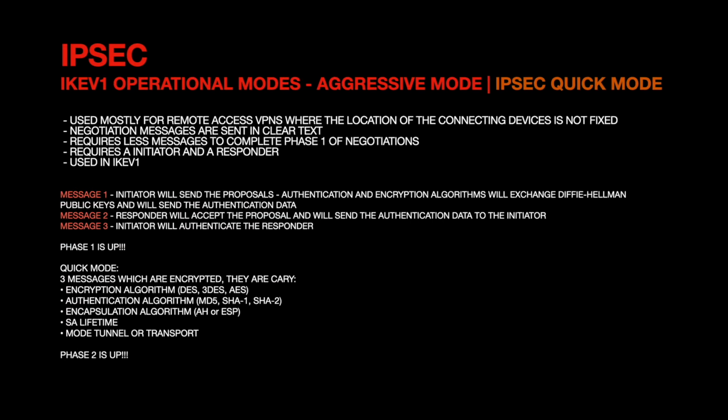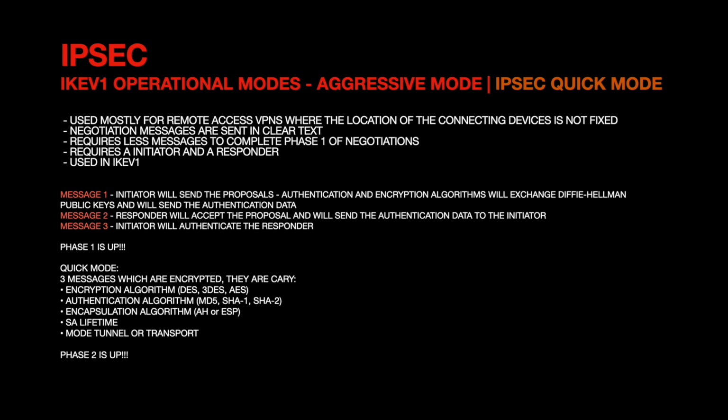Also, we can have IKEv1 operate in the aggressive mode. Basically, phase 1 will be much shorter. We'll have only 3 messages. And phase 2, or IPsec quick mode, will be basically the same. Aggressive mode is used for devices which don't have a fixed location, for example, the remote access VPN.